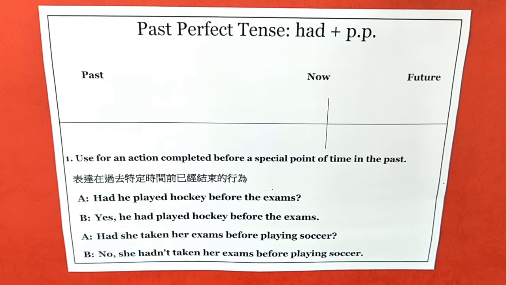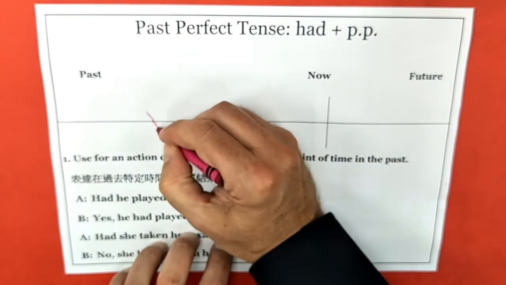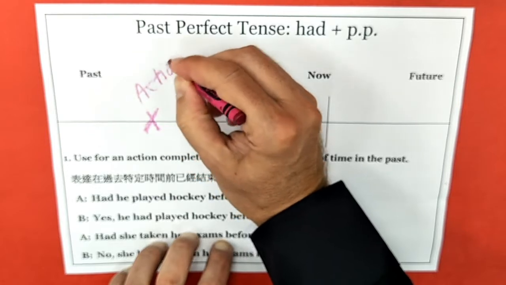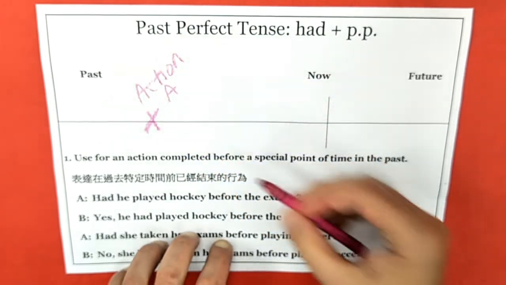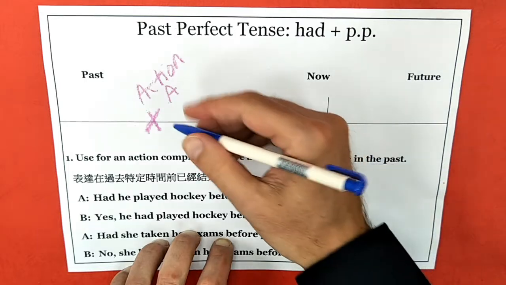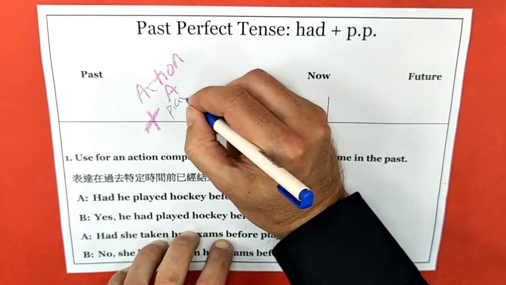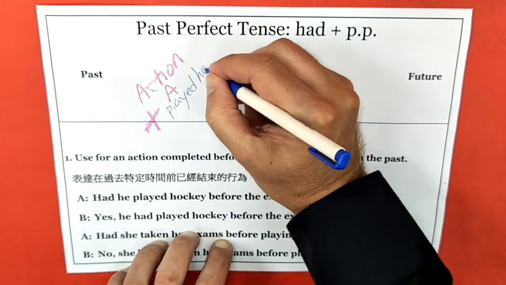A, had he played hockey before the exams? B, yes, he had played hockey before the exams. All right, well, let's draw that. All right, first we have here action A. Action A. And that action A was playing hockey. He played hockey.